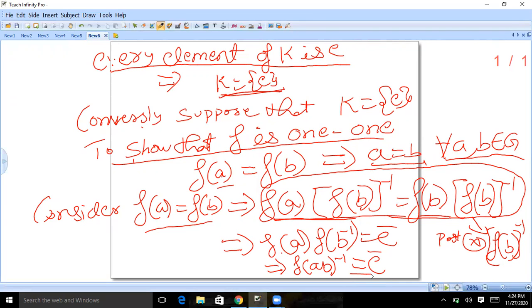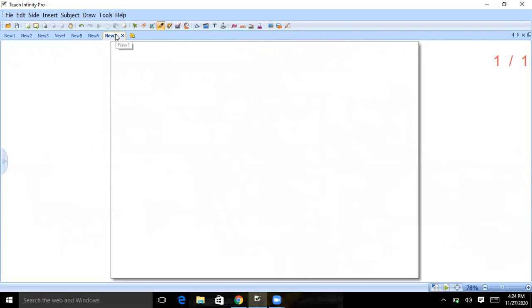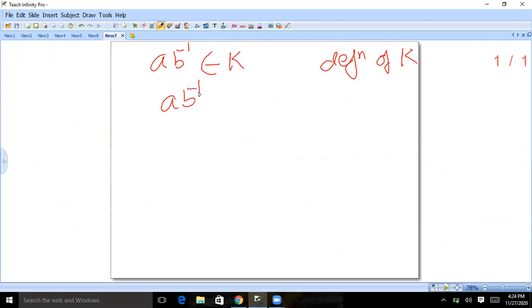Okay. So after knowing this, there are two more steps next. So we came to know that A B inverse belongs to K. Okay, that's the definition of kernel of homomorphism. Therefore, A B inverse is equal to E.